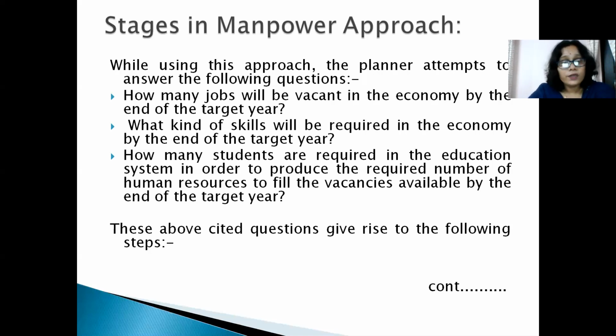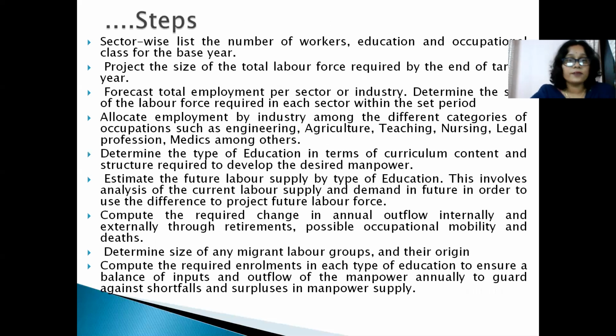And another question which is also relevant for the educational planner is how many students are required in the education system in order to produce the required number of human resources to fill up the vacancies available by the end of the target year. So when we think about these questions, it automatically gives rise to certain steps. The first step of the manpower requirement approach is a sector-wise list of the number of workers, sector-wise list of the education system, sector-wise educational courses, and sector-wise listing of the occupational class for the base year.